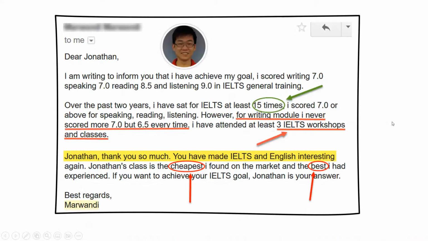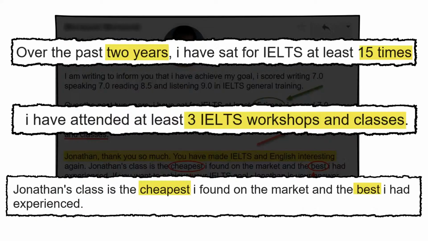Alright, here's Mawandi. He came to my class a few years ago. He took the IELTS about 14 or 15 times. He failed his writing consistently. He got 6.5 rather than 7, which he needed to get to pass his IELTS. And he came to my class, used my templates, and then he passed. He got 7.0 after attending my class. So this is what he said. He said, over the past 2 years, I've sat for IELTS at least 15 times. I've attended at least 3 IELTS workshops and classes. Jonathan's class is the cheapest I've found on the market and the best I've experienced.